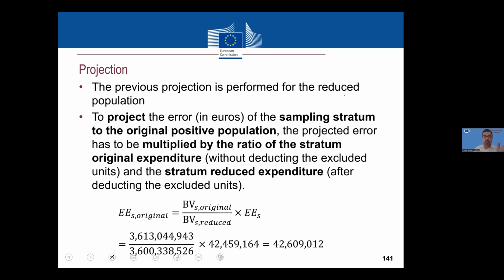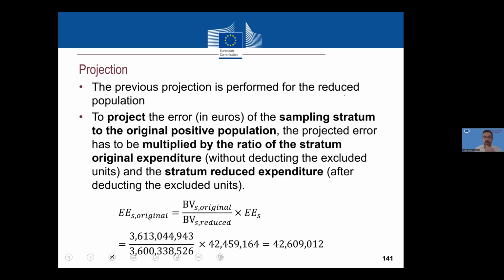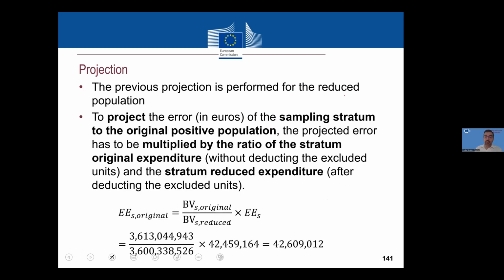So in total, I have a projected error in the high value stratum of 7 million and a projected error in the sampling stratum of 42.4 million. Nevertheless, we have a problem, which is in the sampling stratum, there are 4 units that have been previously excluded due to these provisions of proportional control arrangements.